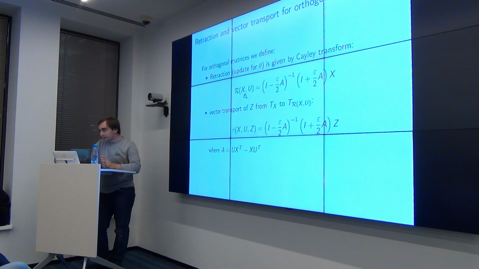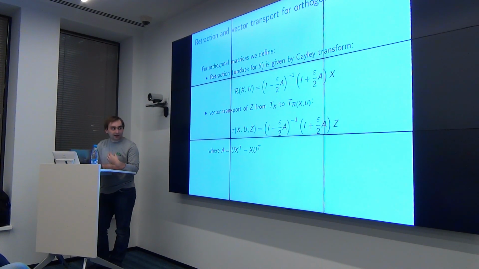Okay, we've defined the retraction. It's enough for the optimization, for example. You can devise an analog of SGD. However, for sampling, for Hamiltonian Monte Carlo, you need to take one step further, and you need to define vector transport.